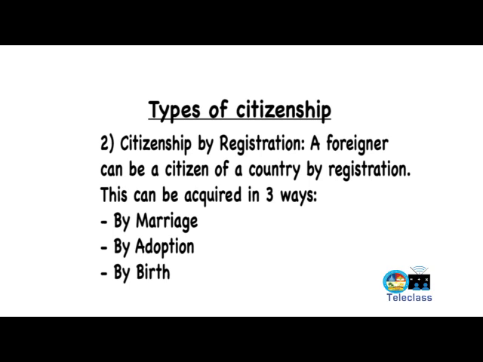Then a person can be a citizen whereby your parents are from that country. A person that is born in Nigeria, probably your parents gave birth to you in Nigeria. They are foreigners, but you are born in Nigeria. The child that is being born in Nigeria is already a citizen of that country. Maybe your parents are from Ghana.